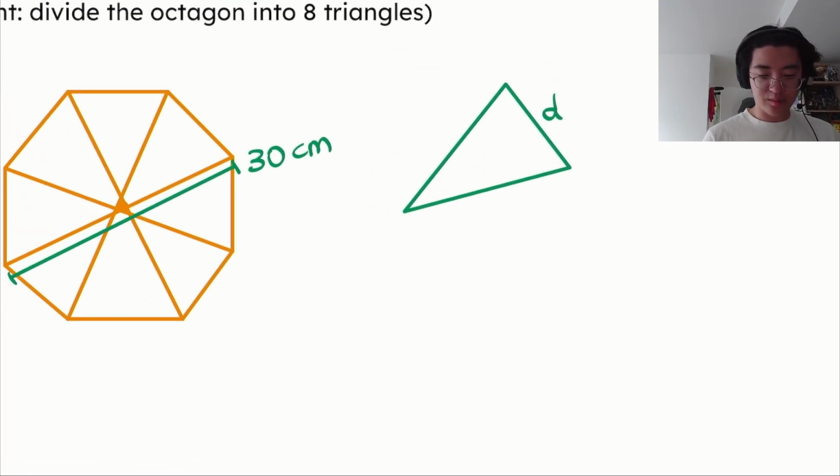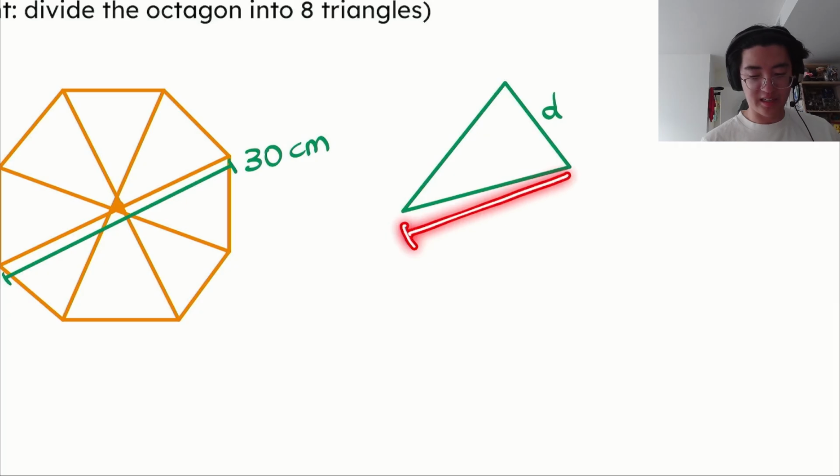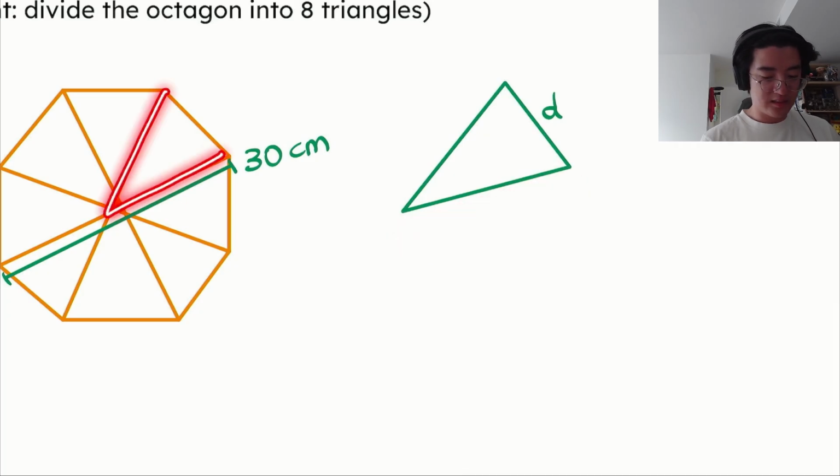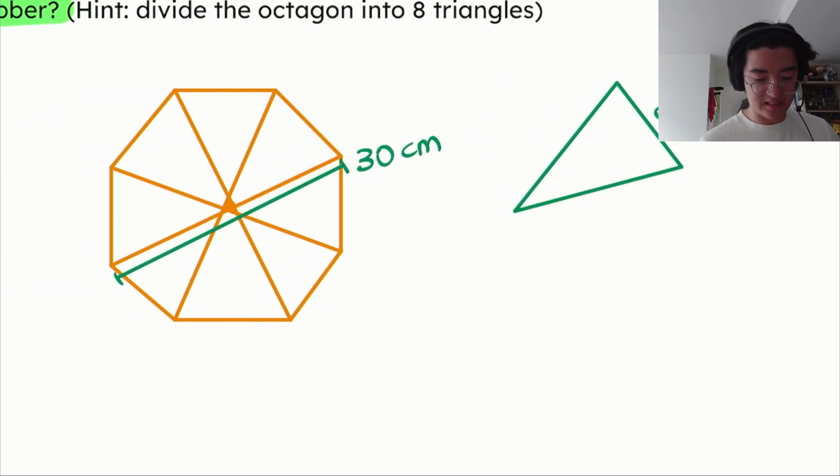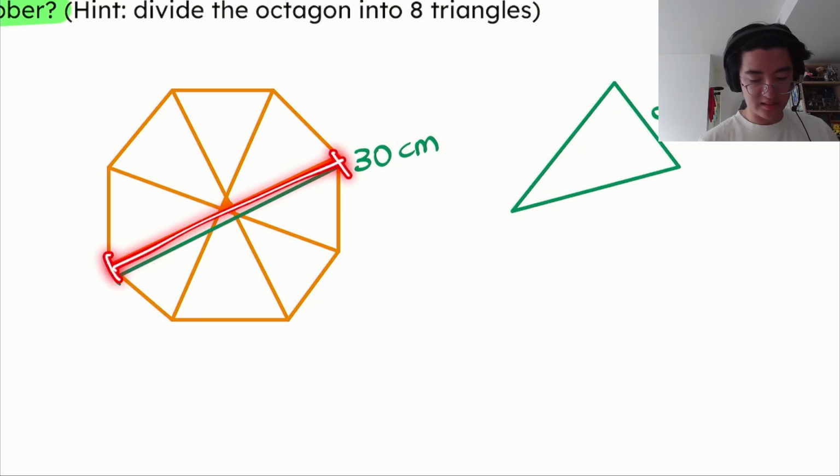Here's what else we know. Because we know the whole thing is 30 long, this distance here is just half of that. As you can see, if this is 30 long, then the edge length of this triangle must just be 15.